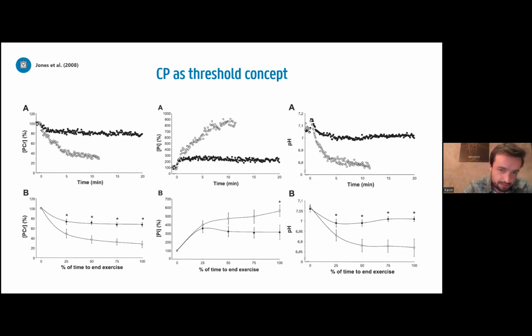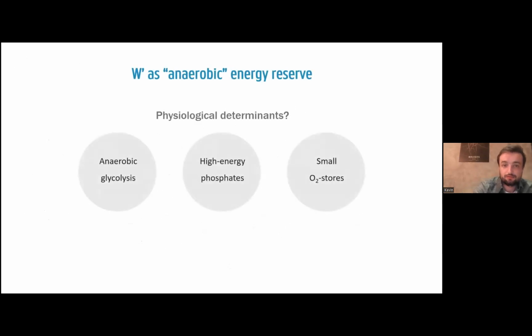If you look at metabolites inside the muscle, here you can see, for example, phosphocreatine on the left, inorganic phosphate groups in the middle, and the pH on the right. And again, it's kind of the same story. The black dots are exercising just below critical power, and the white dots are exercising above critical power. Below critical power, you don't see a lot happening in those parameters, but once you go above critical power, you start depleting your phosphocreatine, you get an accumulation of Pi, and you get the acidosis as reflected by the drop in pH. So again, same story.